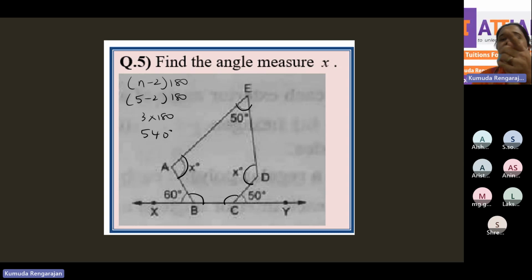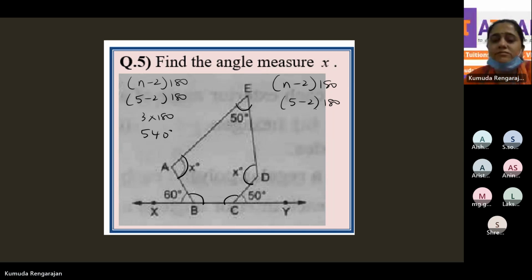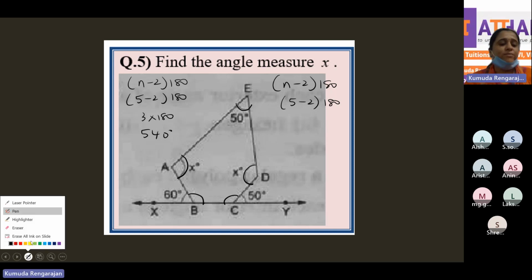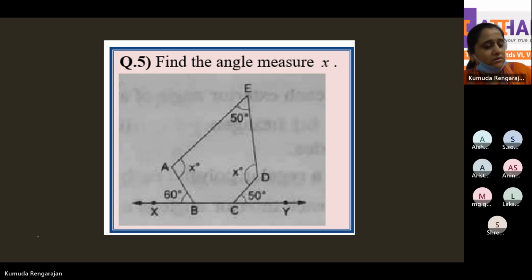In a triangle, it is 180. In a quadrilateral, it is 360. In a pentagon, you'll have to find. How do you find the sum of all the interior angles? Using the formula n minus 2 into 180, where n is the number of sides or number of angles. 5 minus 2 into 180, 3 into 180, which is 540. So the angle sum property of a pentagon is 540 degrees.